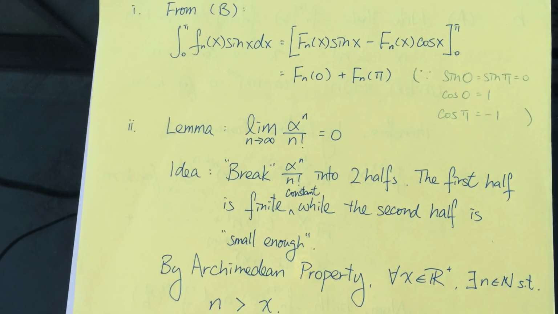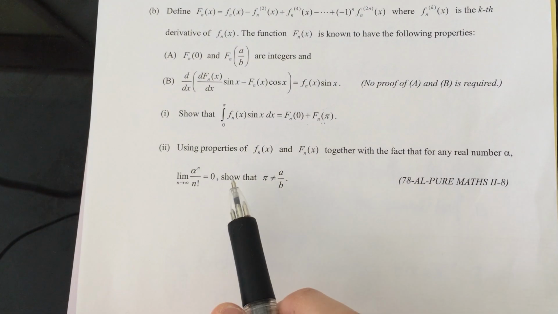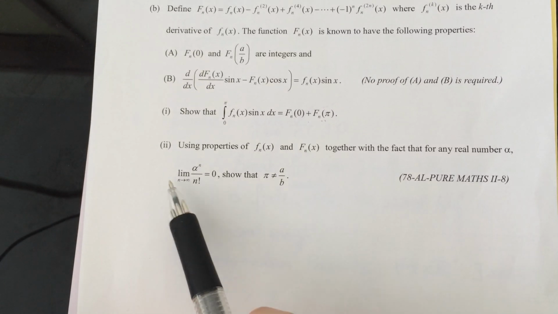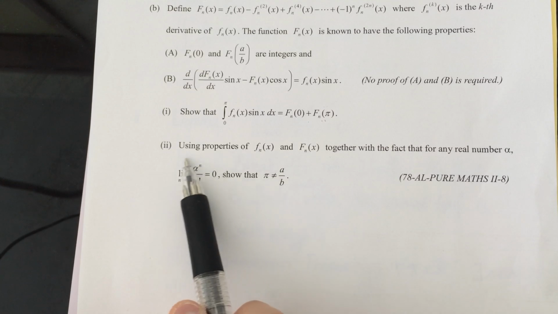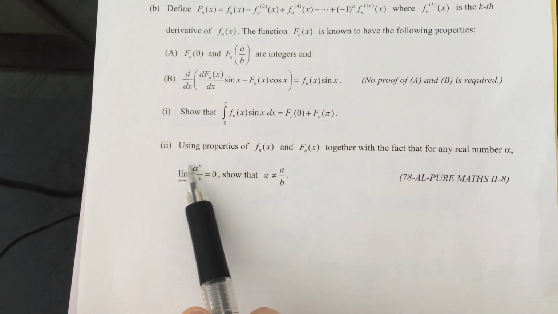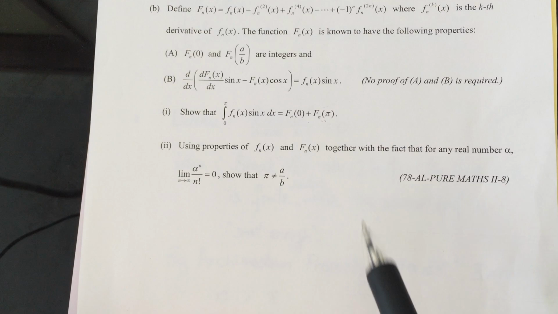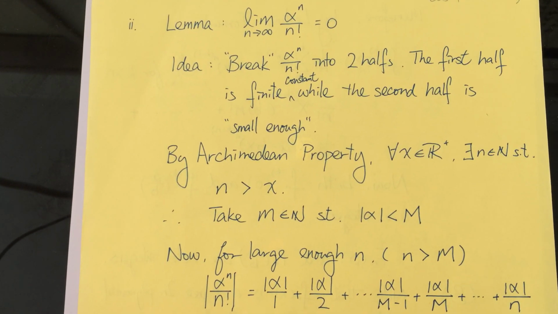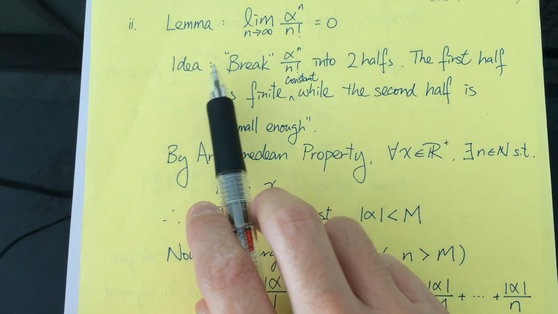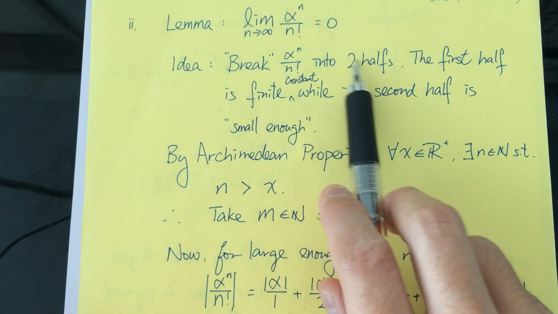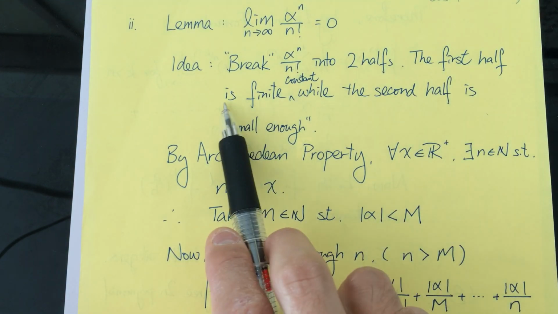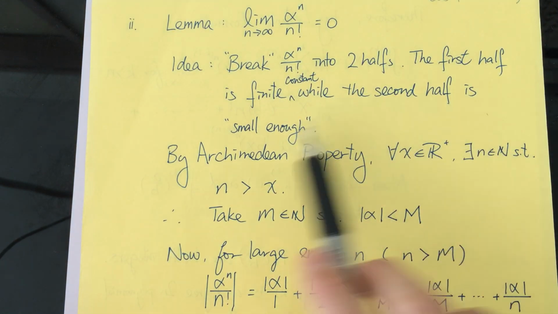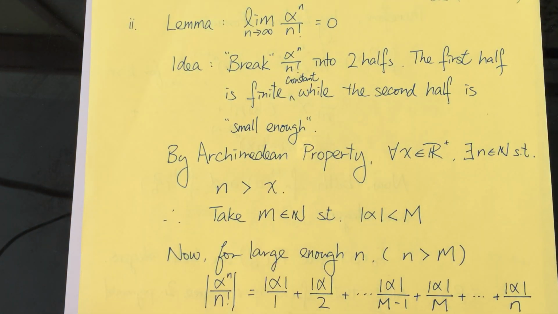Okay, the last part, B2, is the main purpose of this question. We want to prove pi is never a rational number. But first of all, we need to prove the limit of this one is 0. The original question does not require you to prove it, but let me prove it here. And this is not hard. The idea is we break this into two parts. The first part is finite terms, which of course is a constant, while the second half is small enough, that means it tends to 0.